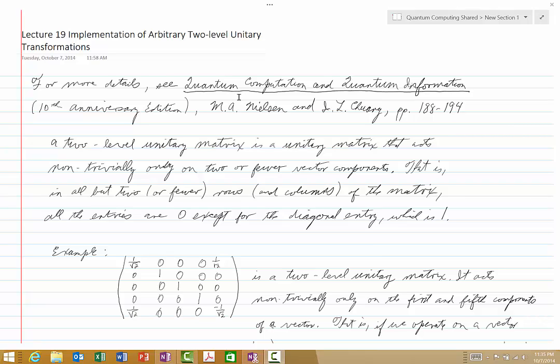This is discussed in your textbook, and frankly, I think it's a pretty challenging topic to follow as it is discussed there. You might find it easier to look in the book Quantum Computation and Quantum Information by Nielsen and Chuang. If you look at the 10th anniversary edition, this material is on pages 188 to 194. You don't need to go and look at this. I think the discussion here will be self-contained, but if you would like to look at that, I certainly welcome you to do so.